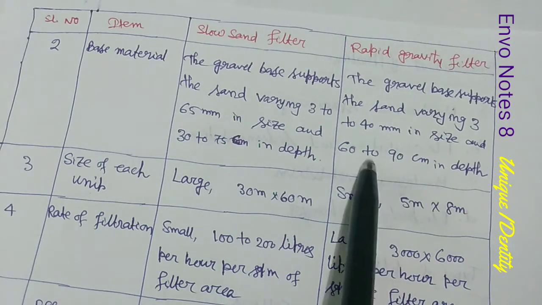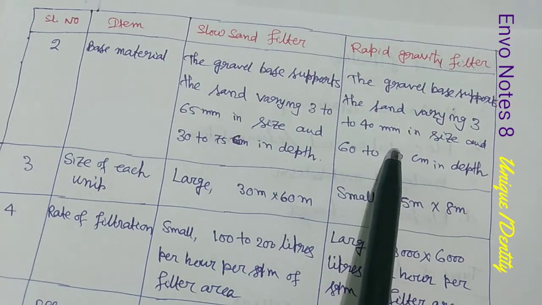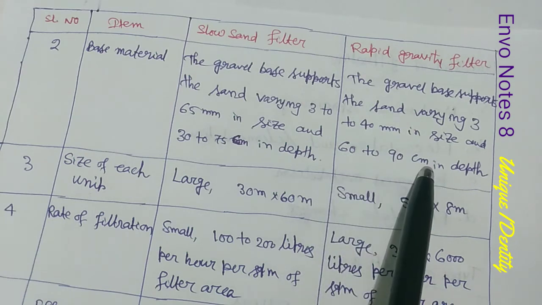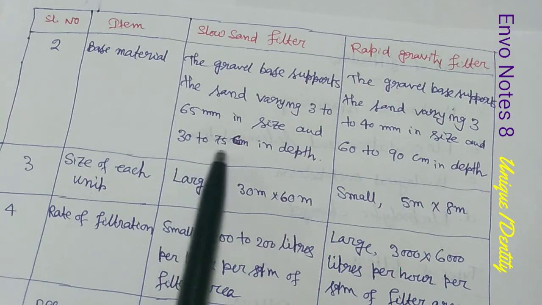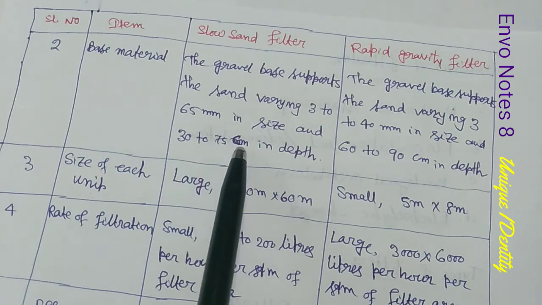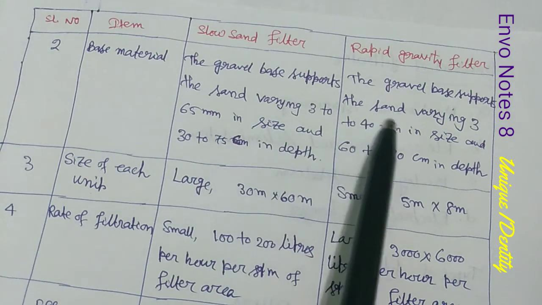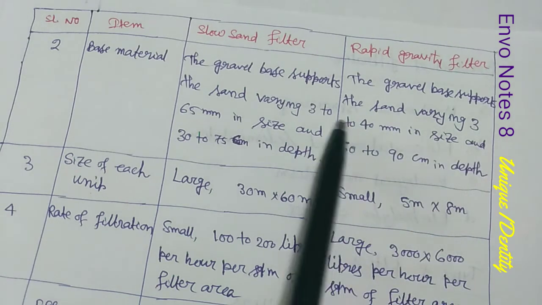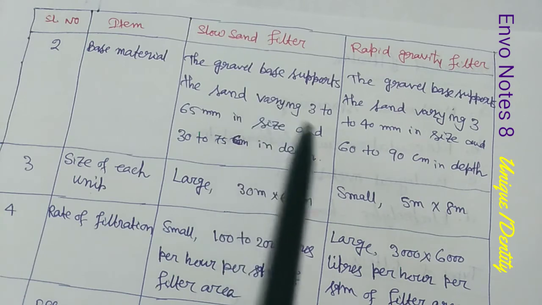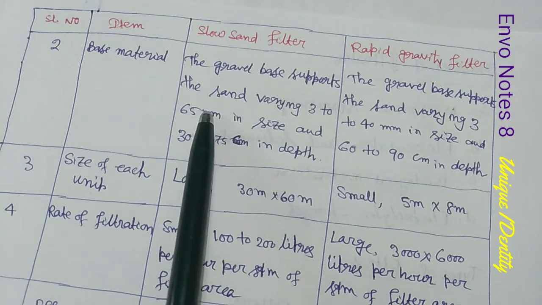In case of rapid sand filter, the depth is slightly more, that means 60 to 90 centimeter. Comparatively for slow sand filter, the depth is less, 30 to 75 centimeter, and the size is less for rapid sand filter, that is 3 to 40 millimeter, and the size is greater for slow sand filter, 3 to 65 millimeter.